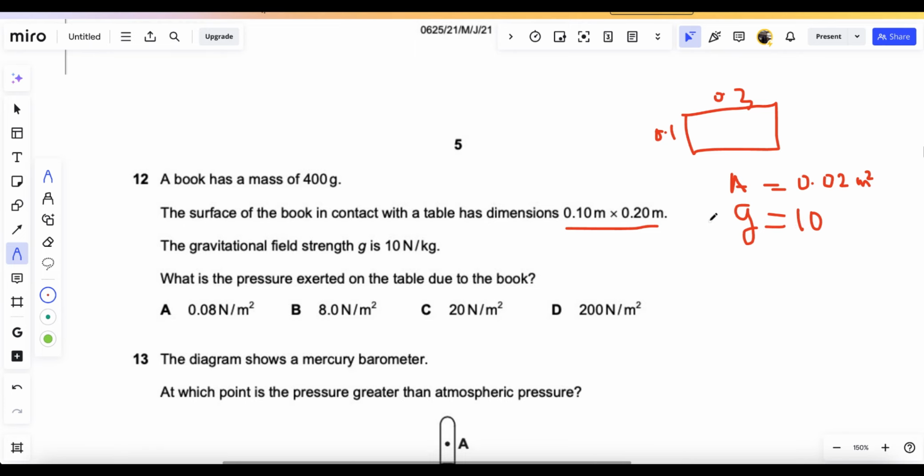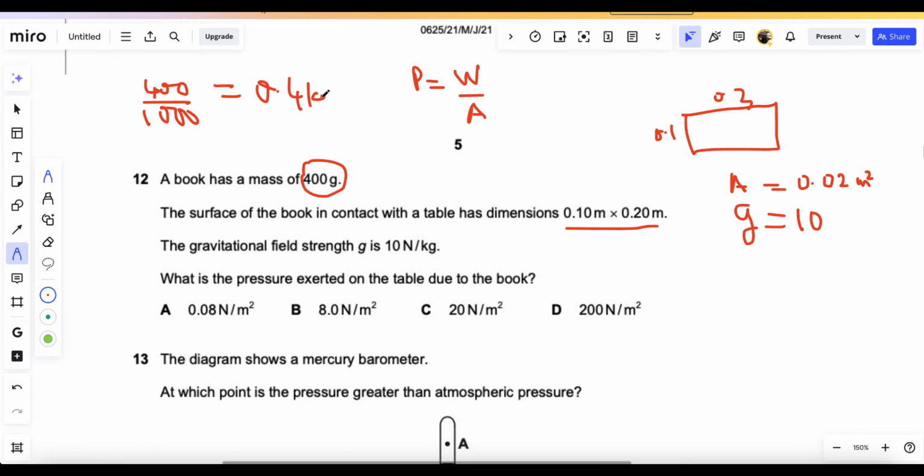Pressure is force or weight over area. So what's the weight of the object? They give you mass. This mass we have to convert to what? Sorry, we have to convert from gram to kilogram. You say 400 divided by 1000 to change it to kilogram. That will give you 0.4, right? So that's 0.4 kilogram, the mass of the object.